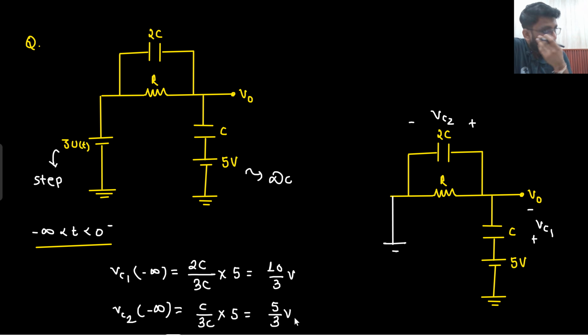Right? Now what will happen at 0 minus? At 0 minus, this will be open circuited, and this will also be open circuited, because at steady state a capacitor will not draw any current. So make the circuit at t equals 0 minus. At t equals 0 minus, what will be the circuitry?